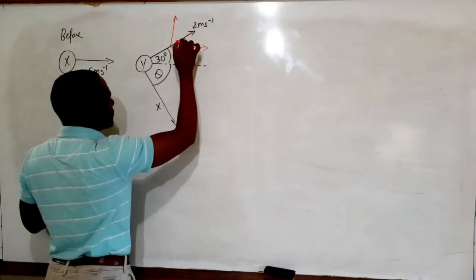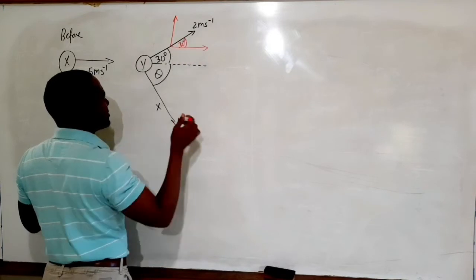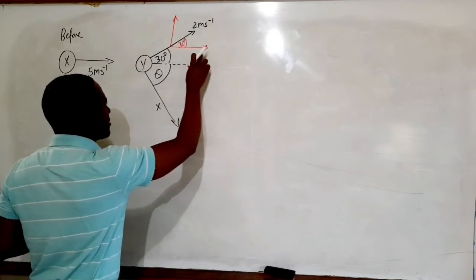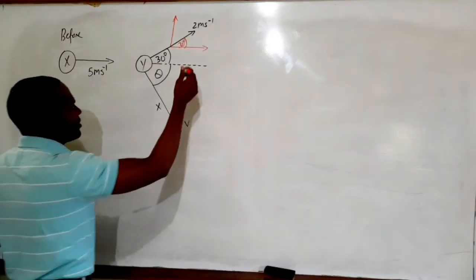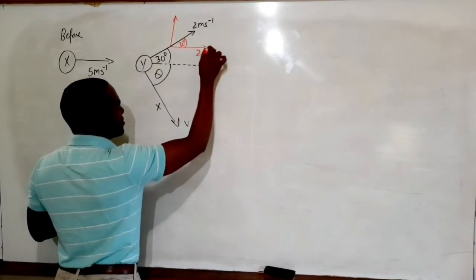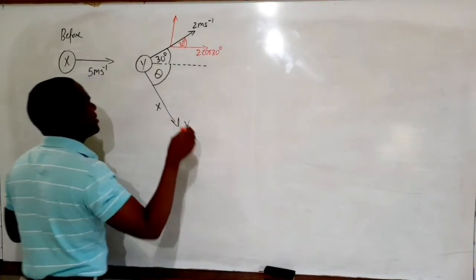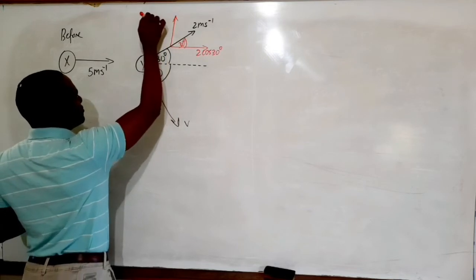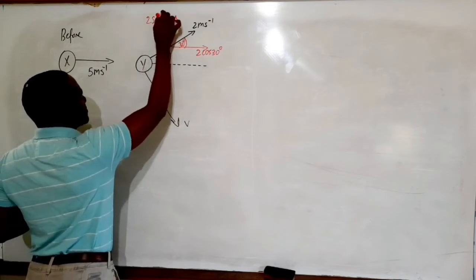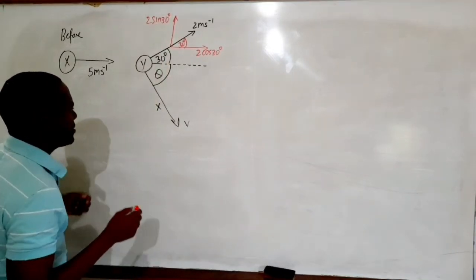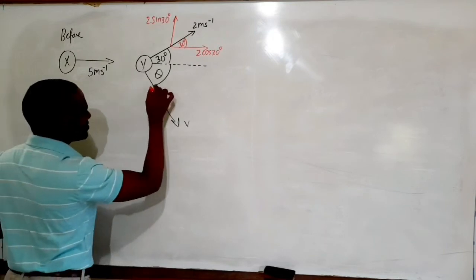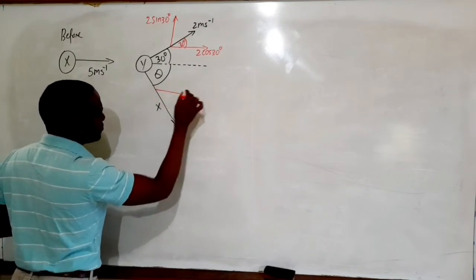So this angle of course would be 30 degrees, and therefore this component is going to be in terms of the adjacent of the angle. So this is 2 cos 30 degrees. And this one of course would be 2 sine 30 degrees.